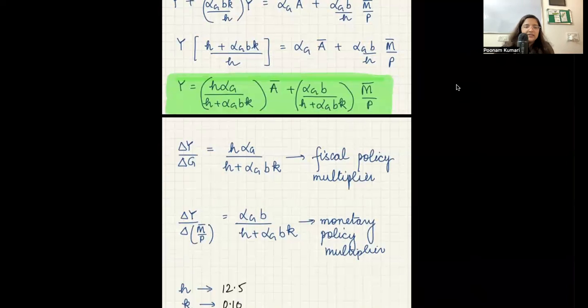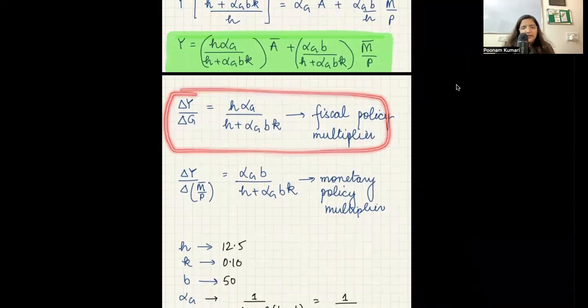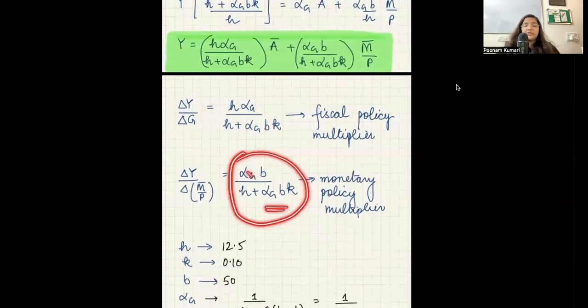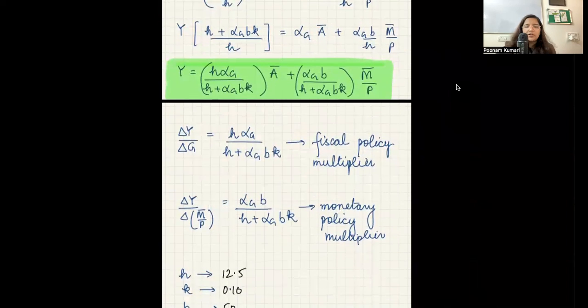And from here we said that your fiscal policy multiplier, meaning when you change government spending, what impact it has, is given by this particular expression. ठीक है. And if you change the nominal money supply, or if you change monetary policy, then this is the particular expression which tells you how much change in Y happens. ठीक है. So these two are basically important for us.